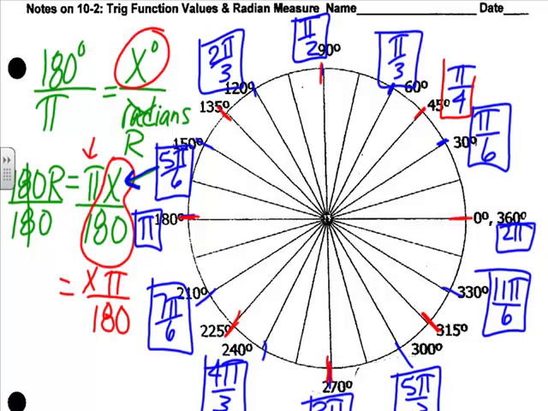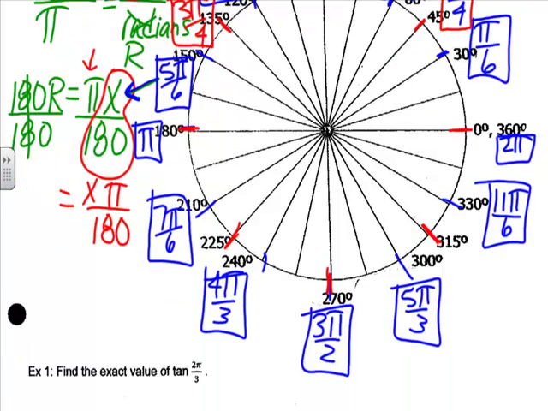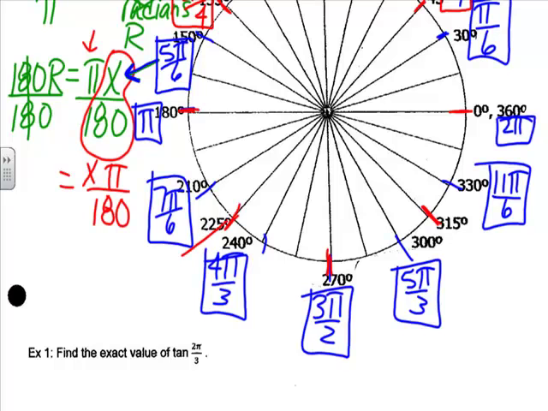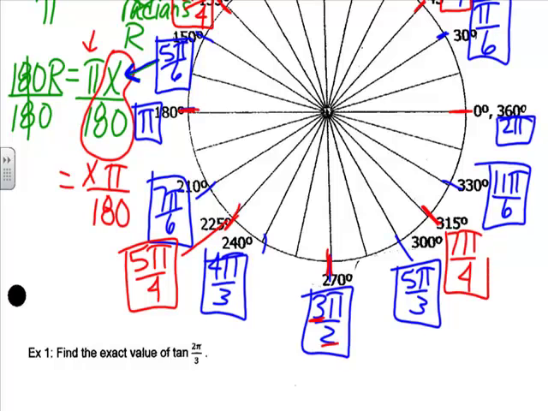So here I have pi over 4. Up here I have 2 pi over 4, which reduces to pi over 2. Over here at 135 I have 3 pi over 4. Down here I have 4 pi over 4, which reduces to pi. Down here at 225 then I have 5 pi over 4. If I come down here I'm at 6 pi over 4, which reduces to 3 pi over 2. Over here I'm at 7 pi over 4. And then I can come back around to 8 pi over 4, which is the same as 2 pi.